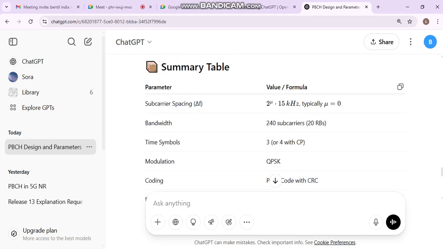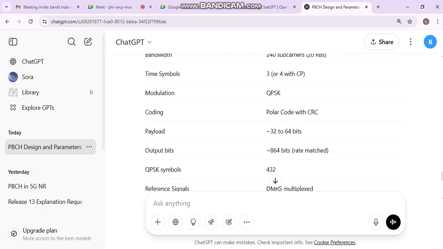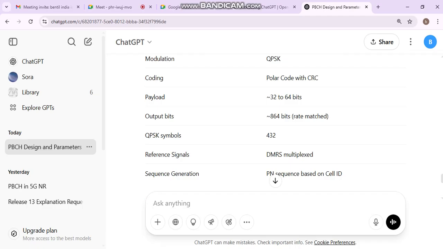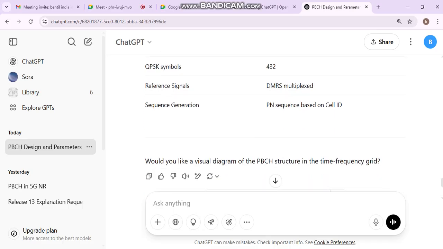Summary table. Subcarrier spacing delta f is 2 raised to mu times 15 kilohertz. Typical PBCH bandwidth is 240 subcarriers, 20 resource blocks. Time symbols: 3 or 4 with CP. Modulation is QPSK. Coding is polar code with CRC. Payload is 32 to 64 bits. Output bits: 864 bits after rate matching. QPSK symbols: 432. Reference signals are DMRS, multiplexed. Sequence generation: PN sequence based on cell ID.